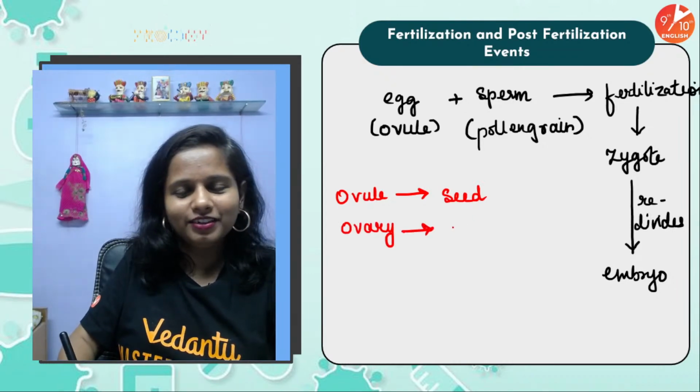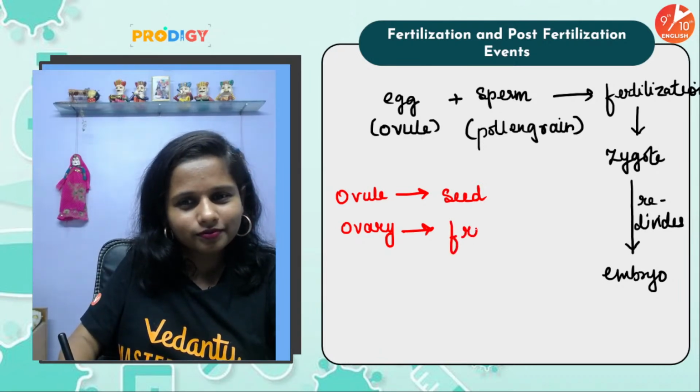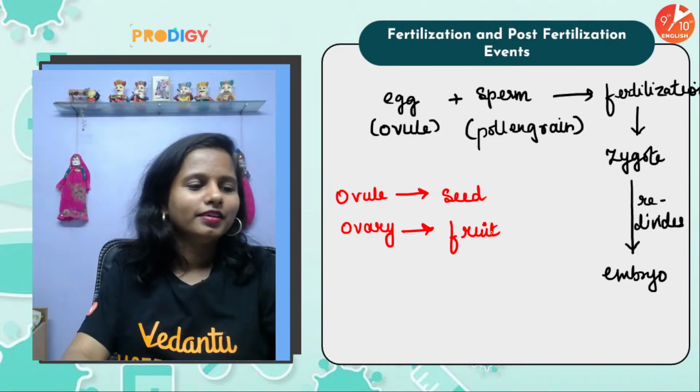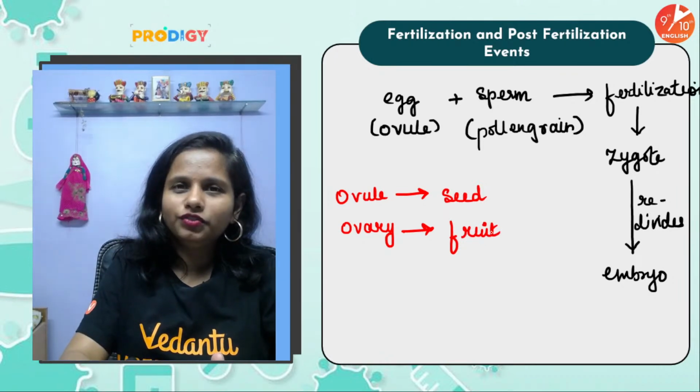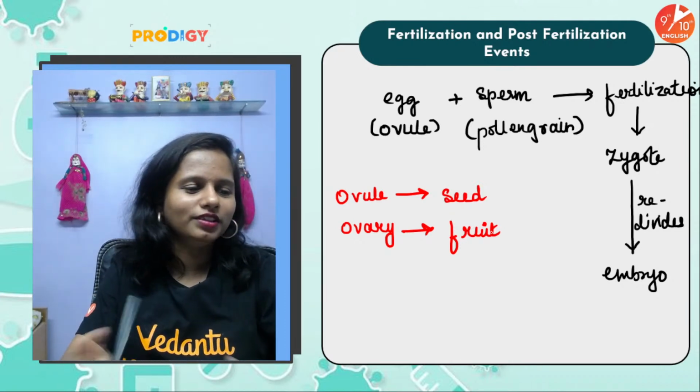And the ovary transforms into fruit, and all the other parts of the flower, calyx, corolla, etc., they all wither away.